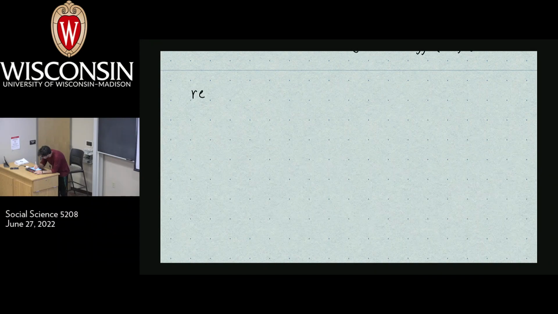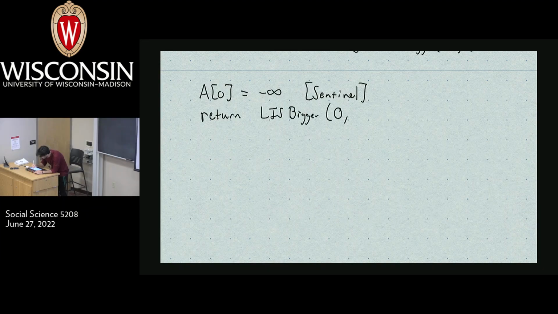Well, first we're going to set A of 0 to be minus infinity. This is called a sentinel, or a dummy value. Then we return LIS bigger of 1, 0. Okay, so we're getting the longest increasing subsequence of the whole array where everything has to be bigger than A of 0, which is minus infinity.